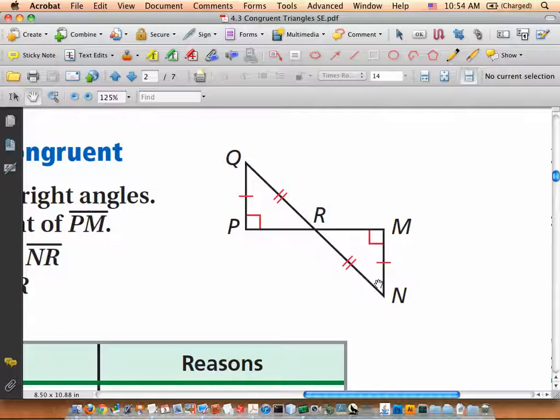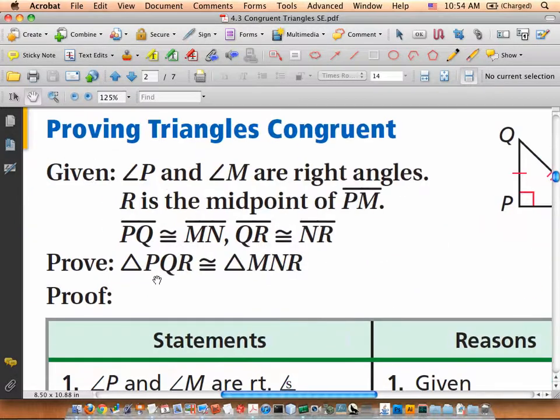And this is where you're going to use the theorem from the previous lesson. This is the third angle theorem. So angle PQR is congruent to angle MNR by the third angle theorem. And now I have all the corresponding sides and all the corresponding angles. So the conclusion is the two triangles are congruent.